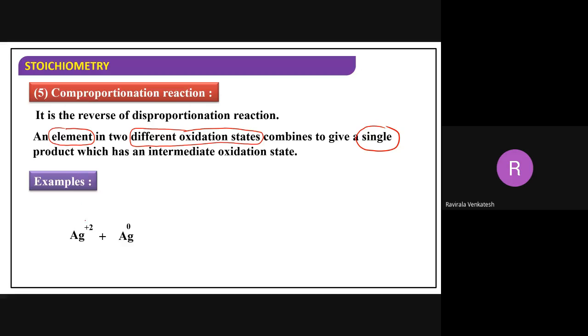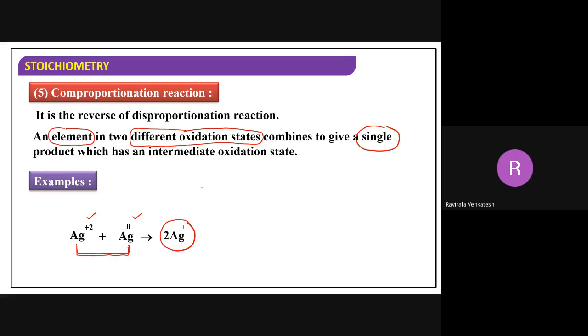So here I have taken Ag0 and I have taken Ag plus 2, both I have taken. Now when they undergo the reaction, I get Ag plus here. See, an element with two different oxidation states, one is plus 2, the other is 0. They both are combining to give a single product, and this single product will have an intermediate oxidation state.